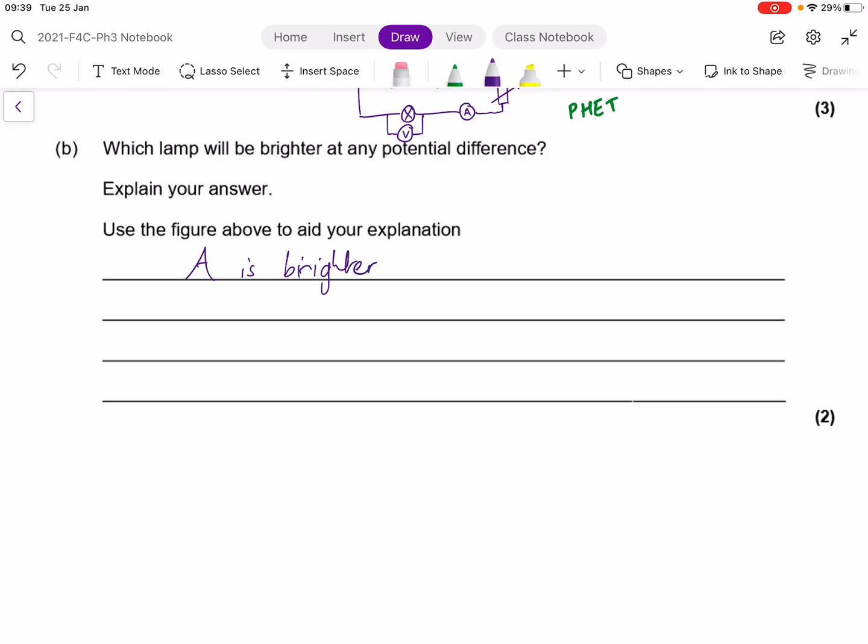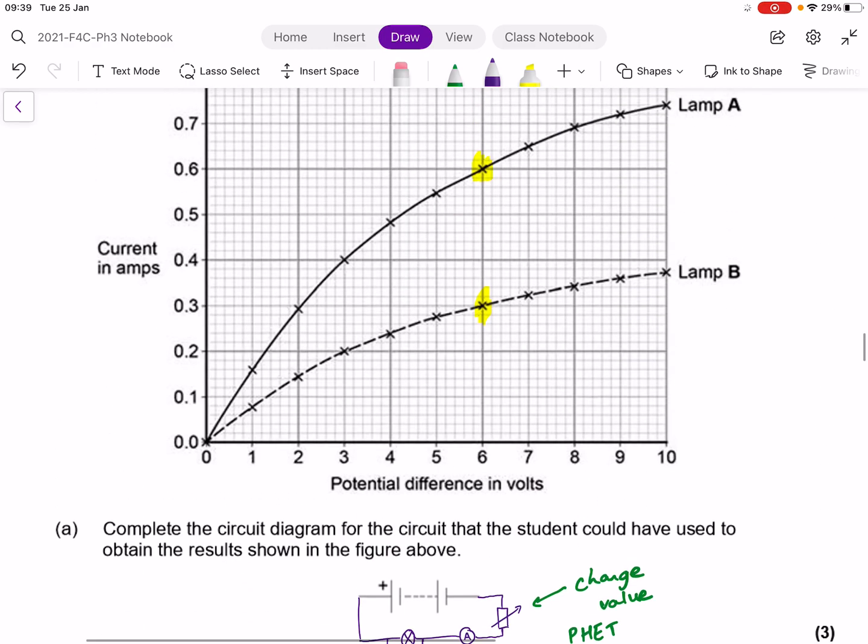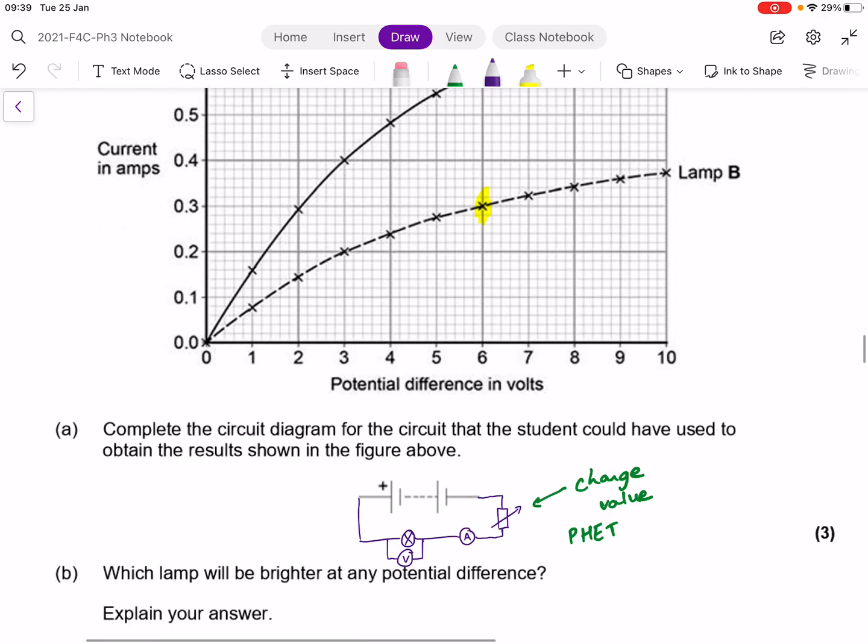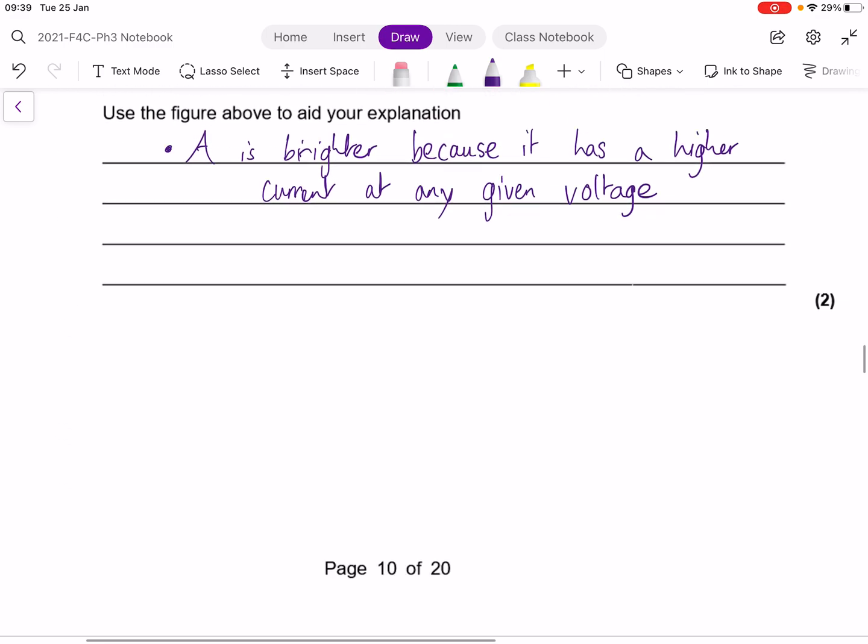Why? Because it has a higher current at any given voltage. You know, so comparing them fairly, like compare them both at 6 volts, like I've done here, compare them both at 10 volts. This is 1 point.